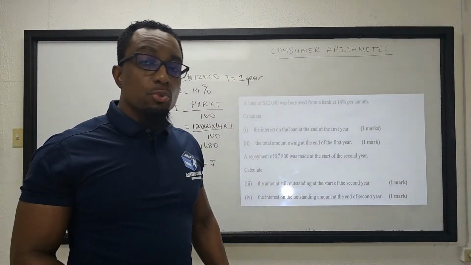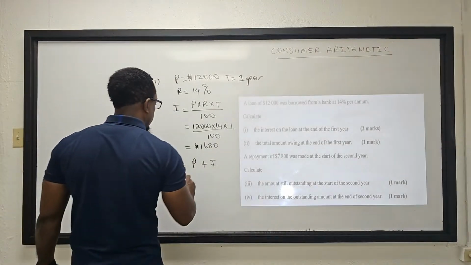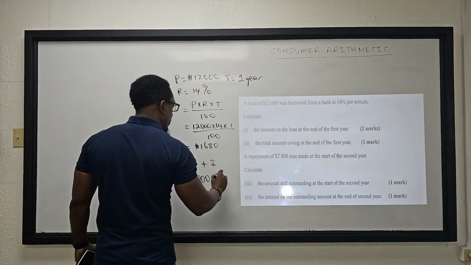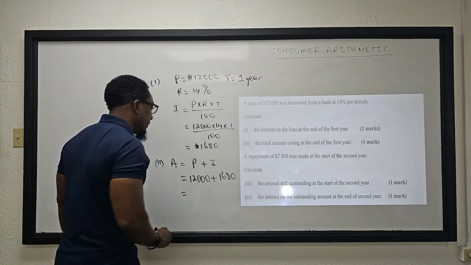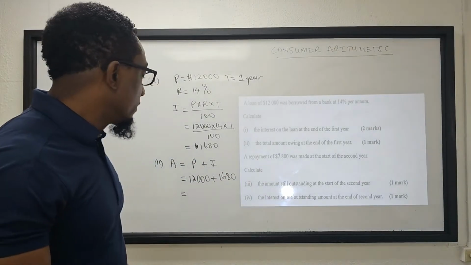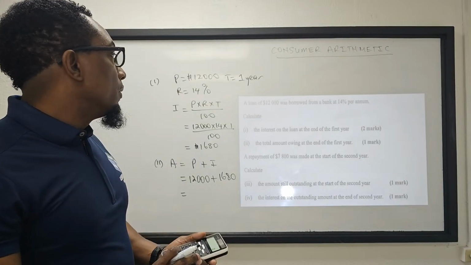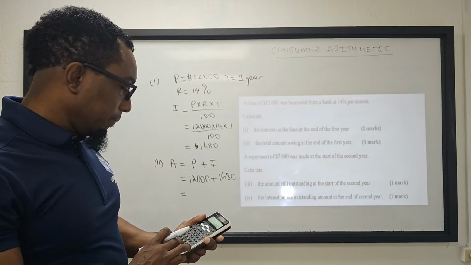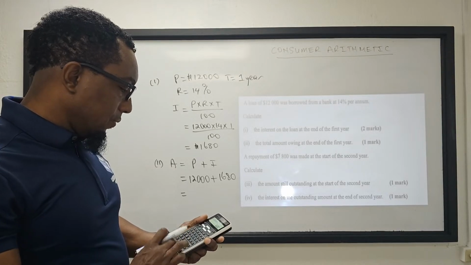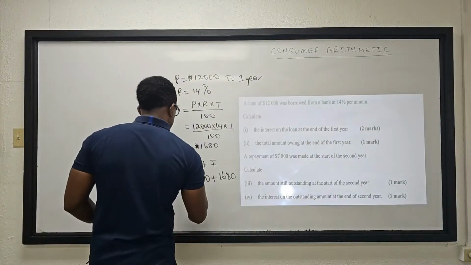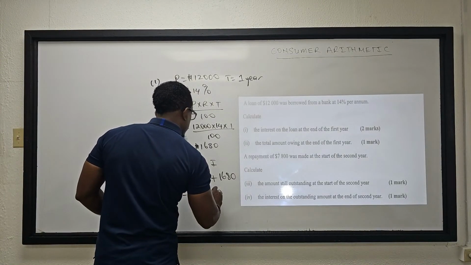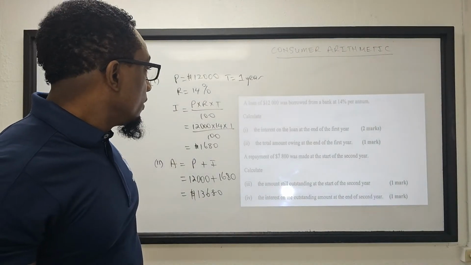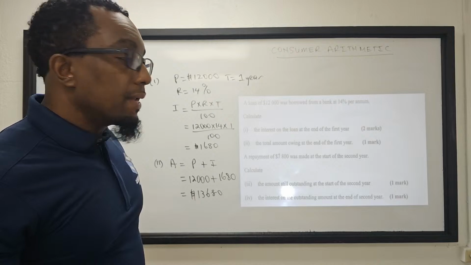Our principal is $12,000 plus the interest, which is $1,680. So therefore, the total amount owing at the end of the year will be 12,000 plus 1,680, which gives us $13,680. Now let's look at the third part of this question.